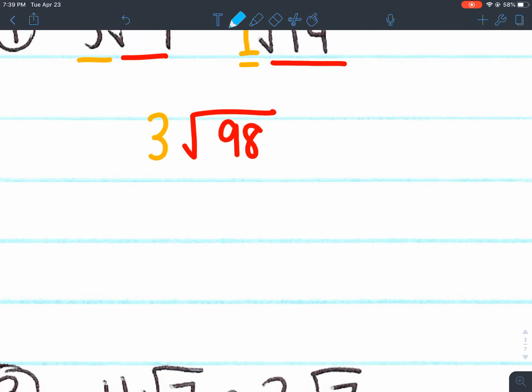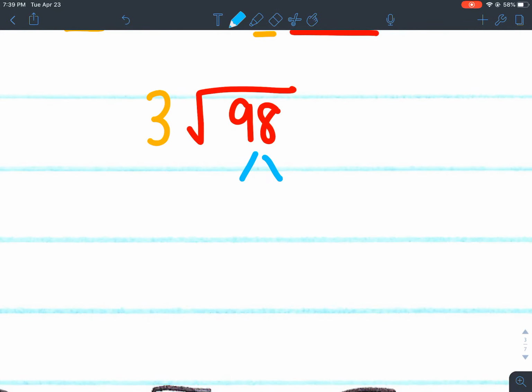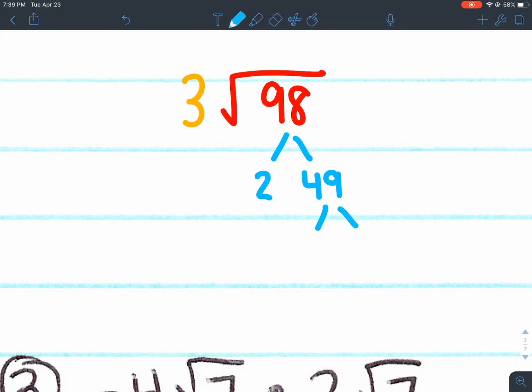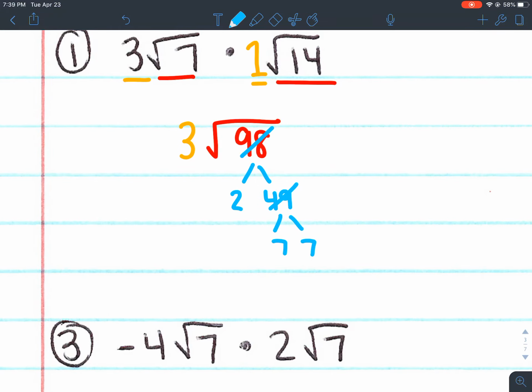Now I need to simplify this, so I'm going to divide it by 2. 98 divided by 2 is 49. And then that would be 7 times 7. So again, I'm still crossing out stuff, making my factor tree. 3 square root of 98 is technically equivalent, and you have multiplied them, but you need to simplify the radical as well.